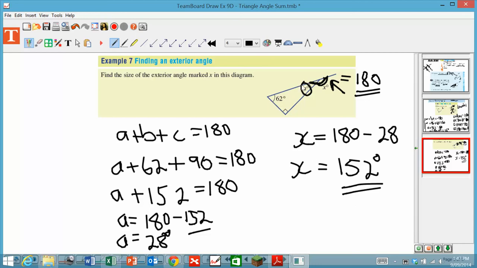Okay, so I had to find this missing angle in here before I could find my X angle, my exterior angle out here. All right, hopefully that makes sense to you. Watch it again if it didn't.